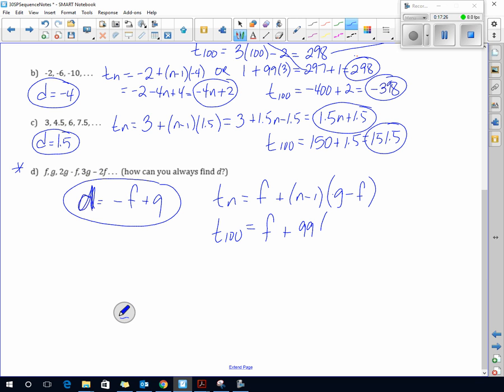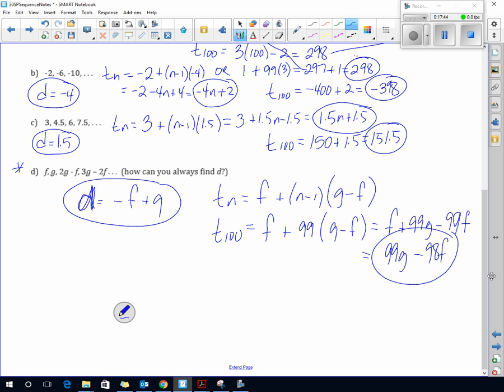So what do I get? 99g minus 98f. Did anybody actually get that answer? Good job. Wow. Hey, look, there's the formula right there in a box.